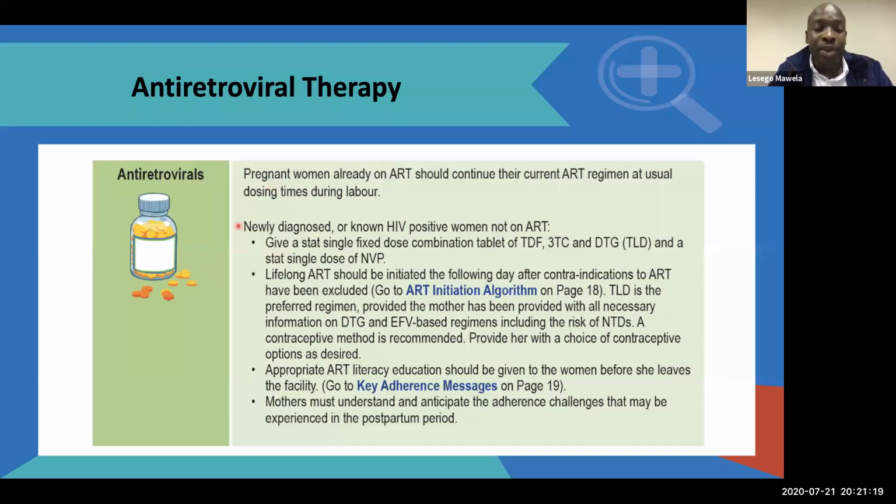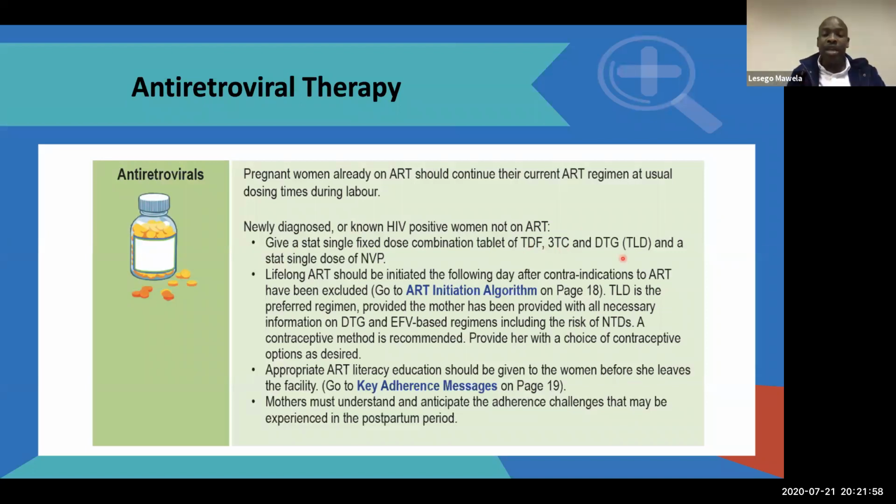Now, we have a particular group of women who are going to be newly diagnosed. Remember, we just said every woman who was previously negative or with an unknown HIV status must be given an HIV test. So some women, you'll give them the HIV test and they will test positive, right? And some women tell you, yes, I already know, I've tested, I'm positive, but they're not on ARVs. So how do you manage those kinds of patients? So the first thing is that you will give a stat single dose combination tablet, so TLD.